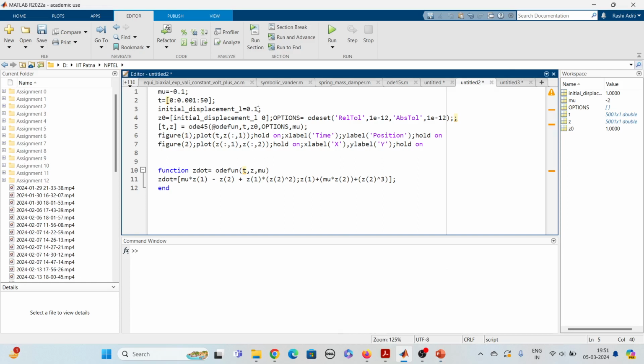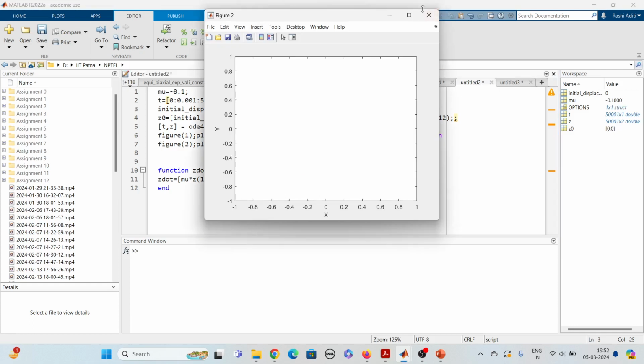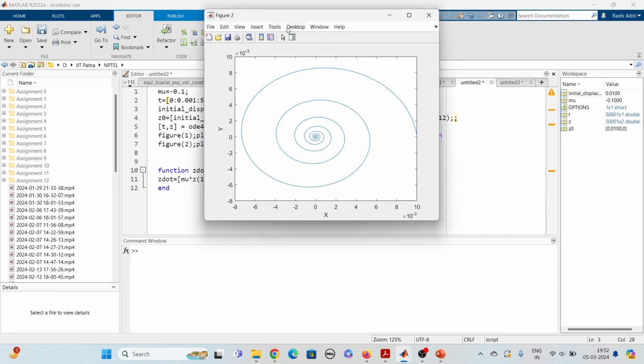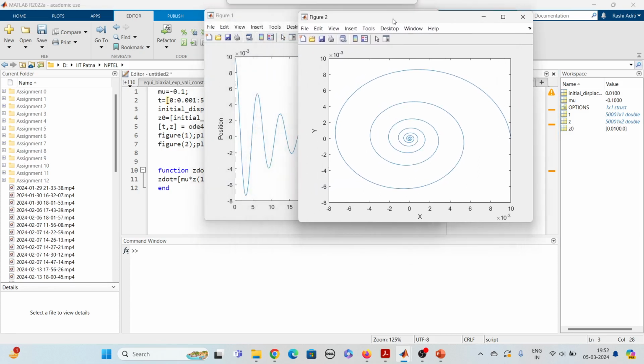Okay, so from my trivial case, first I'll consider 0, comma 0. See, with time it is not changing. Now I'll give it some small perturbation. See, now you see what is happening to the system.